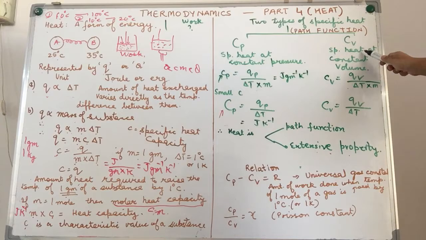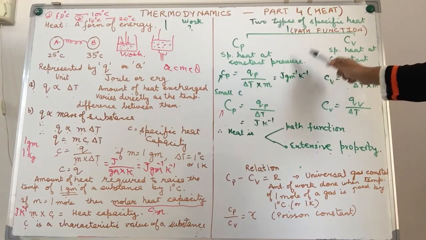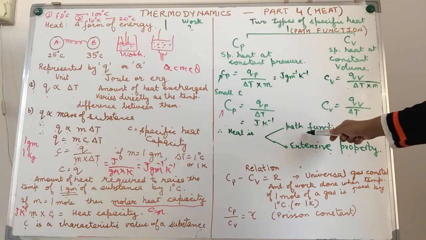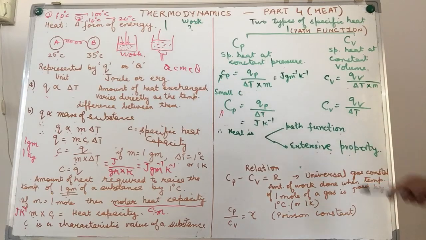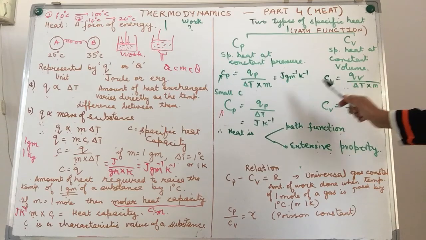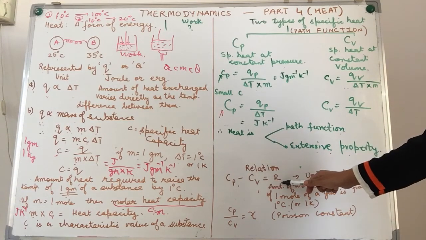Heat also varies with the conditions of the reaction. So we have Cp, specific heat at constant pressure, and we have Cv, specific heat at constant volume. Hence we say heat is a path function, depending upon the path taken to bring about that change. Further on, as we go ahead in our derivations in further videos, we shall be deriving the relation between Cp and Cv, which for now you can just remember as Cp minus Cv is R.